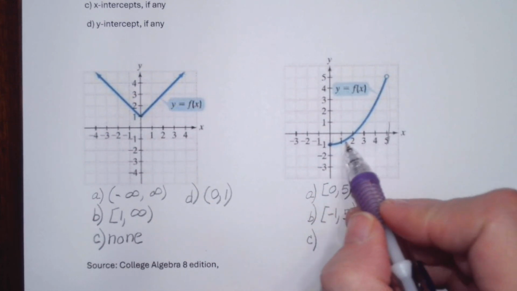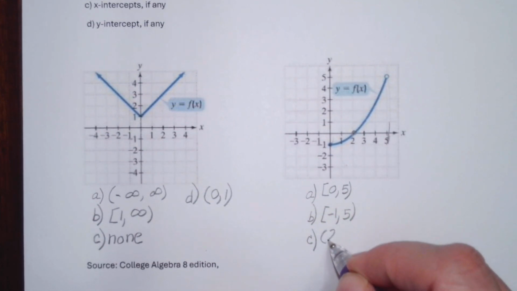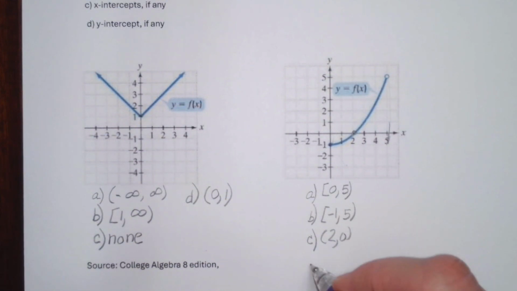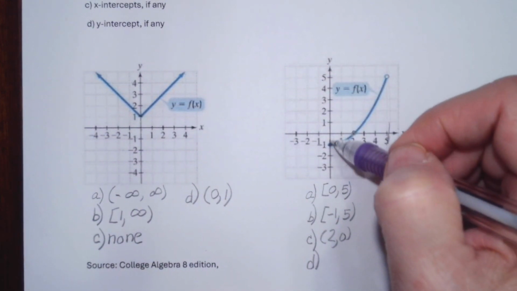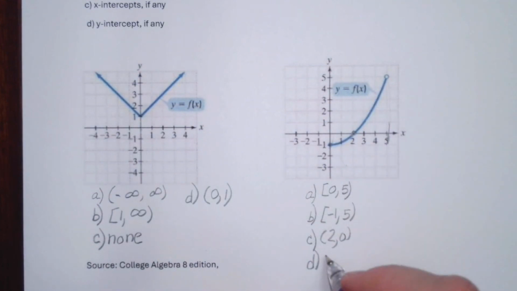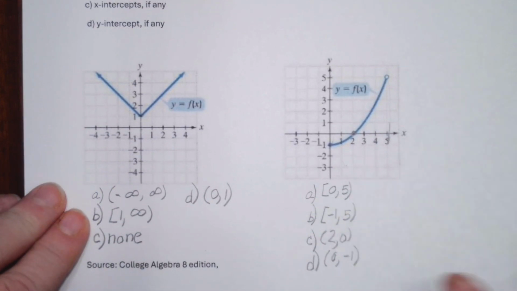Are there any x-intercepts? There's one right here. I'm going to call that a 2, so I'm going to go 2, 0. And then for the y-intercept right here, it's crossing the y-axis, so that's 0, negative 1. All right, and I believe that's the end of it. I'll put that right there.